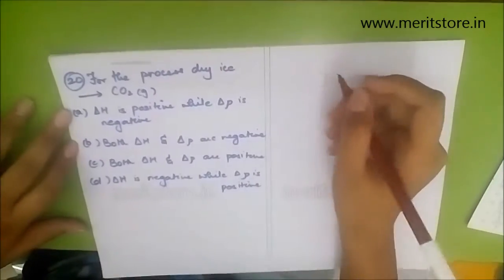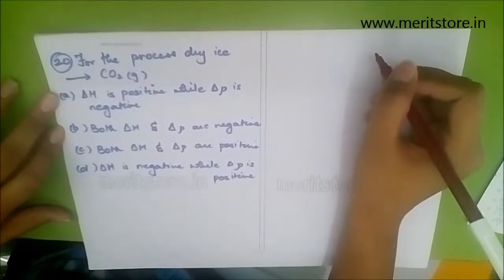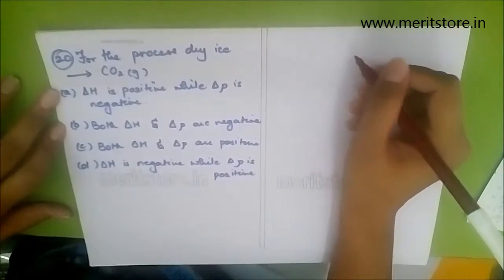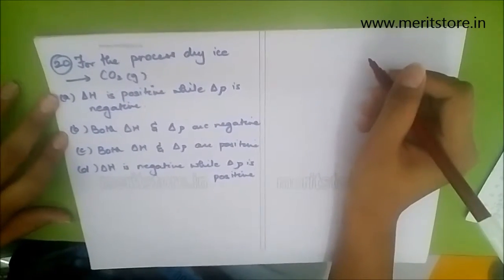For the process dry ice to CO2, that is in the gaseous form, the correct option here would be both delta H and delta S are positive.